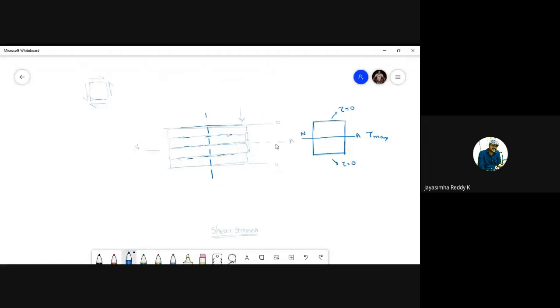So shear stress will vary similarly as we have seen bending stress varies throughout this depth. So throughout this section, bending stress varies. We have seen it. What we have seen is, if you take a rectangular cross section like this, the bending stress will be maximum at the extreme fiber, and will be zero at the neutral axis. That we have seen. Is it clear, students? Have you noticed this, students?